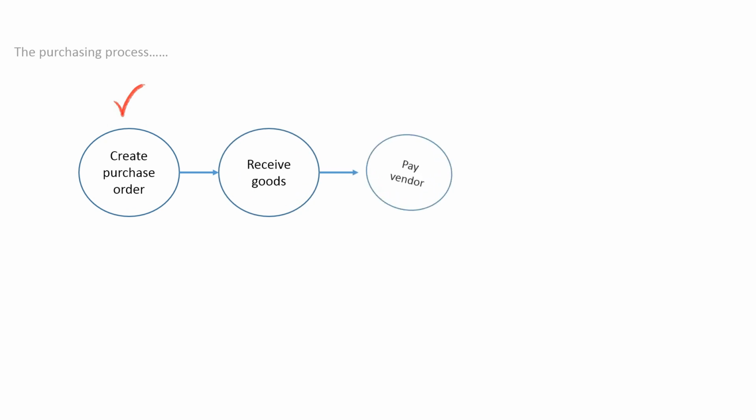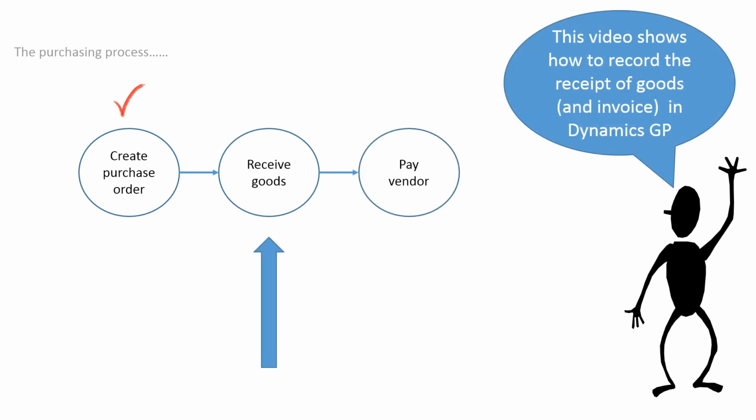The purchasing process consists of three main steps: create a purchase order, receive goods, and pay for those goods. We have already created a purchase order. This video focuses on the receipt of goods ordered, along with the receipt of the vendor's invoice.